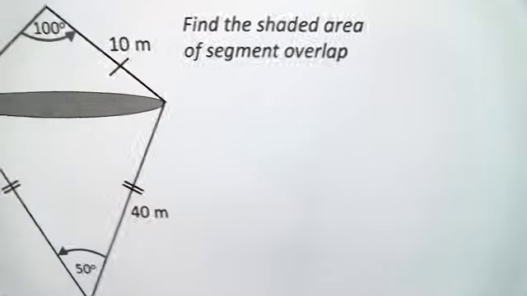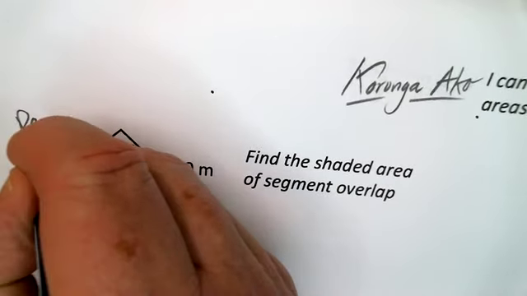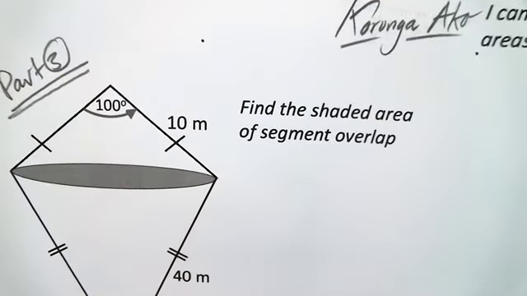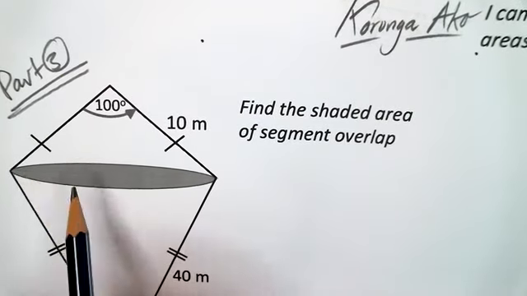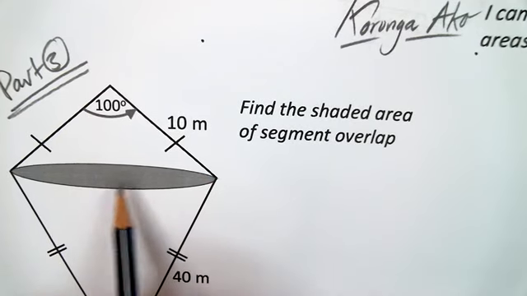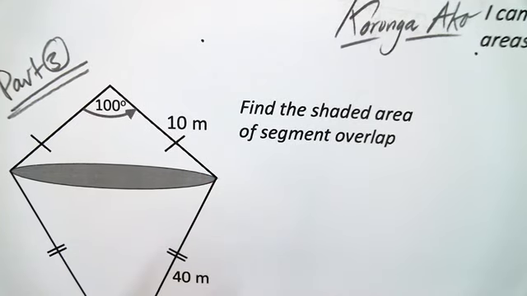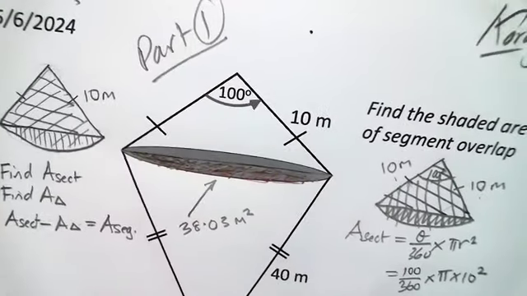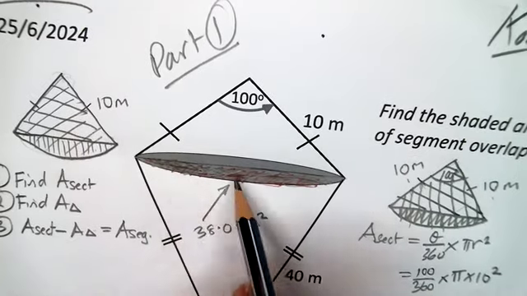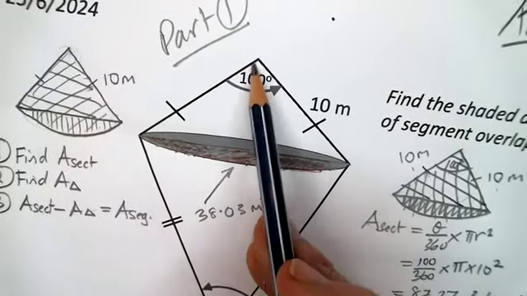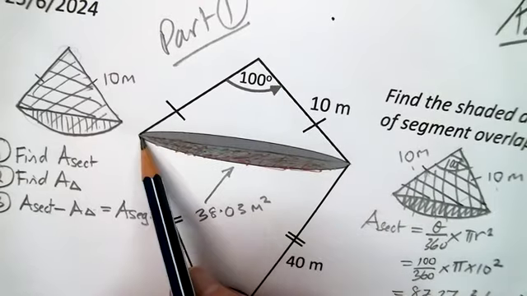All right, this is going to be part 3. And what we're doing is finding the area of these two combined segments, as a result of two sectors overlapping. So in the first video, we found the first of these, which was the lower part here, created by the top sector.